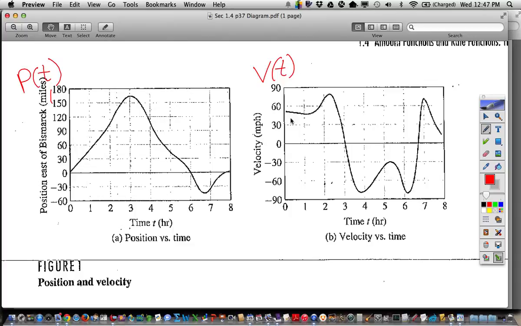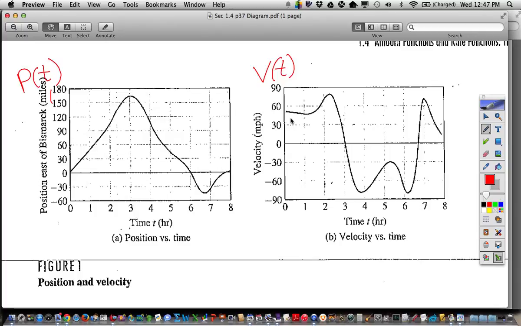Now, is it possible for your position to be positive and your velocity to be negative? Yes. If your position's positive, what's that mean? I'm over here. If my velocity is negative, I'm moving this way. So I'm over to the right of Bismarck, but I'm moving left. That would be position positive, velocity negative.